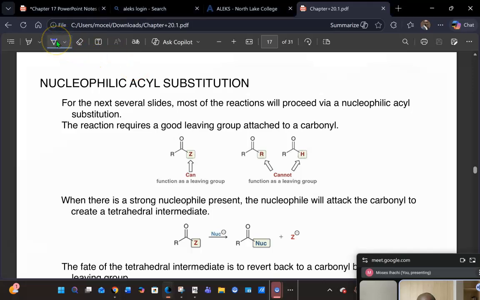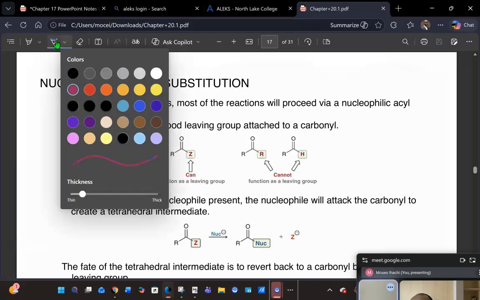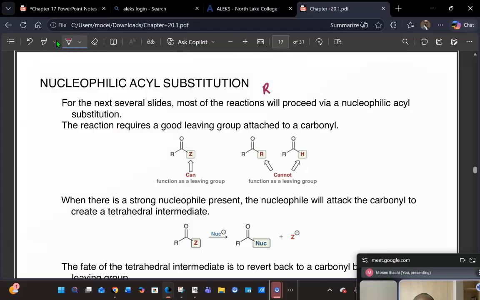And whenever it says acyl substitution, you need to know what the acyl group is. Can you see my screen? Yes, I can. So usually when you have an R group and a carbonyl group, that part is what we call the acyl group. We talked about Friedel-Crafts acylation. Yeah.